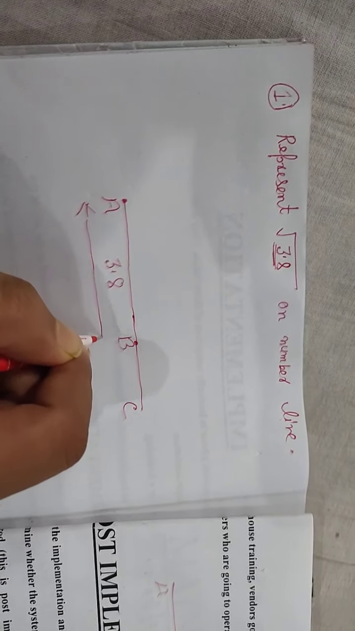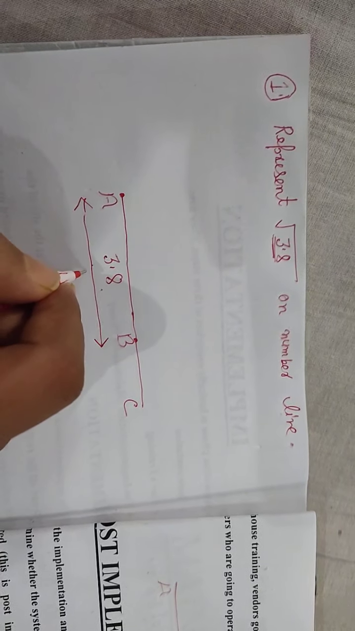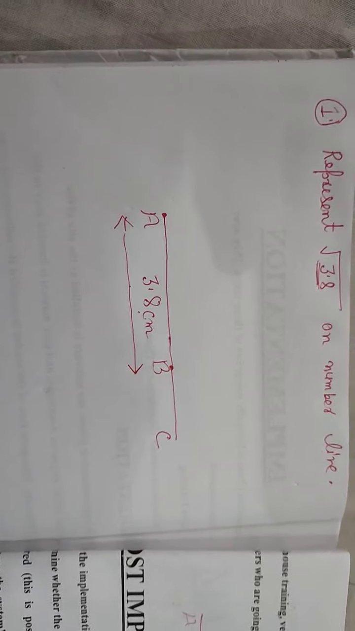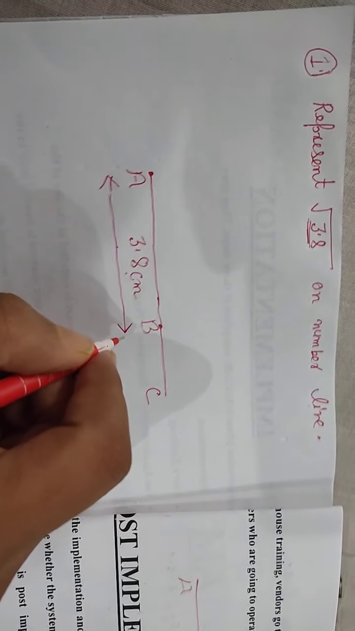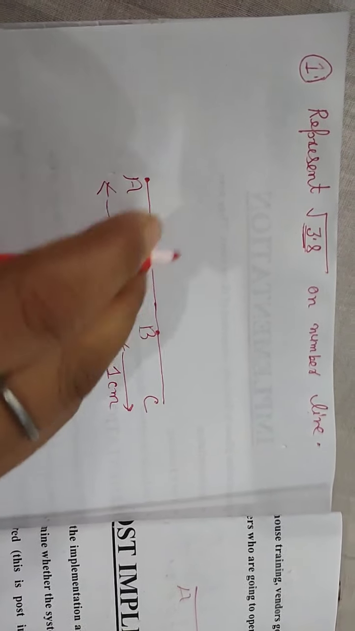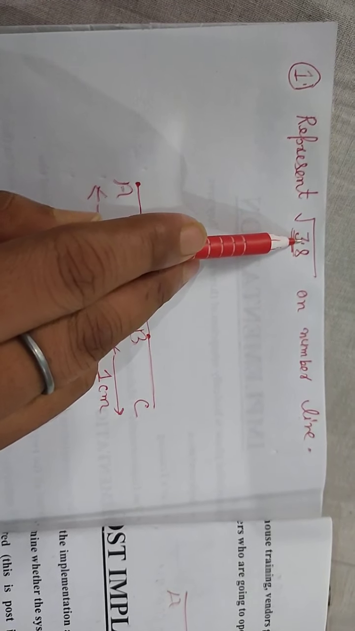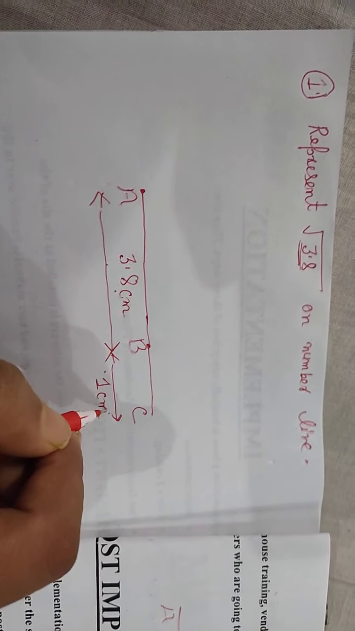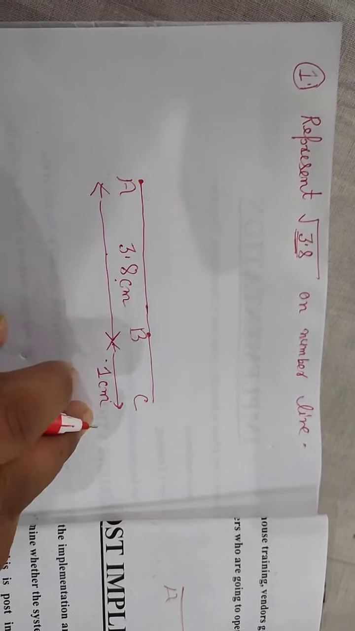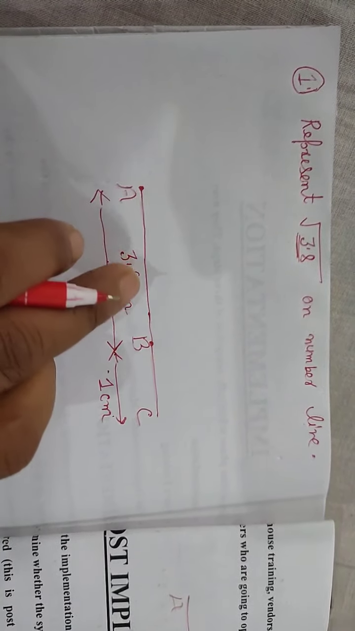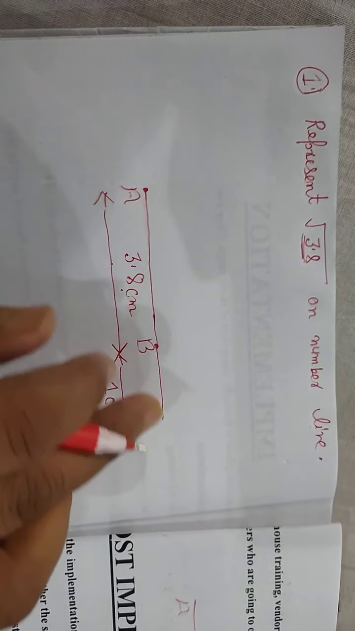Firstly, whatever the number given, you will draw it. Here 3.8. So firstly, we will draw a line segment AB of 3.8 centimeter by the ruler. Then always we will extend it by 1 centimeter. If it is in the form of a decimal quantity under root, then always it will be extended by 1 centimeter. In the next step we will find out the midpoint of the line segment AB.